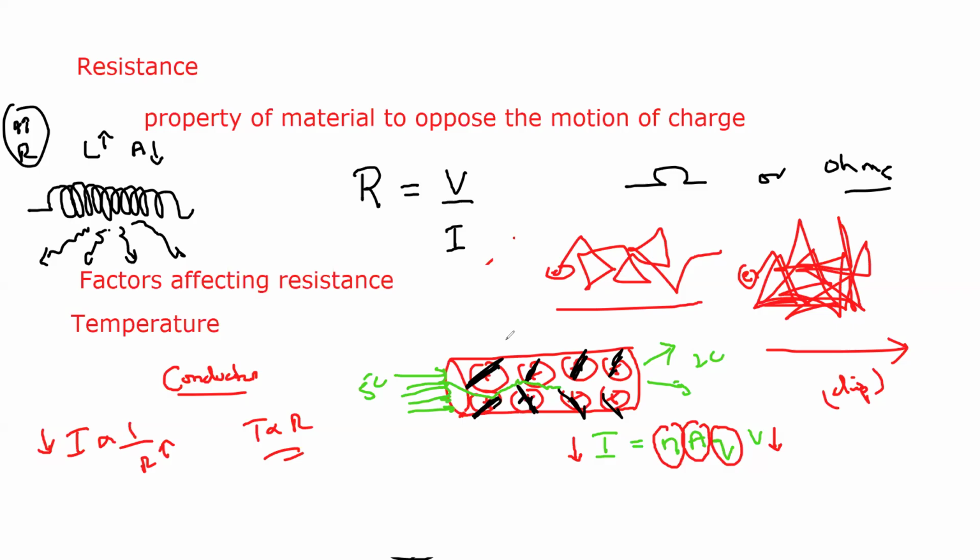So remember, an increase in temperature always reduces the drift speed. As the drift speed decreases, the current will also decrease, and a decrease in the current means the resistance of the material has increased. So for conductors, increasing the temperature increases the resistance. Is this concept clear? Does anyone have a doubt or a question about this?